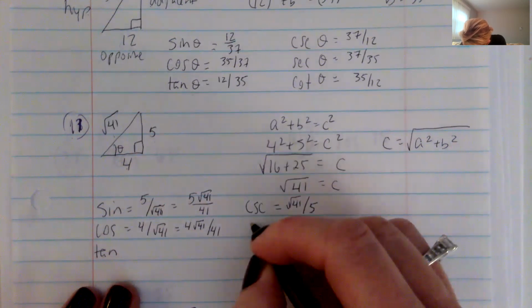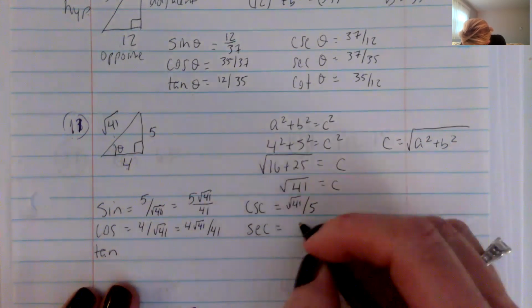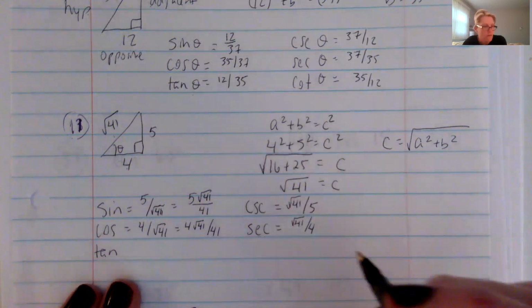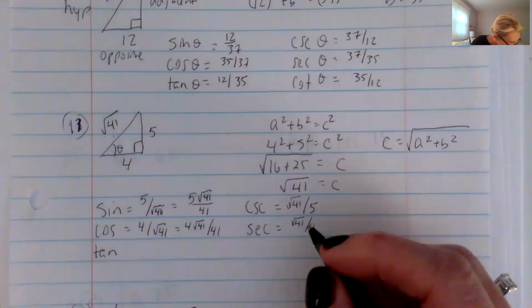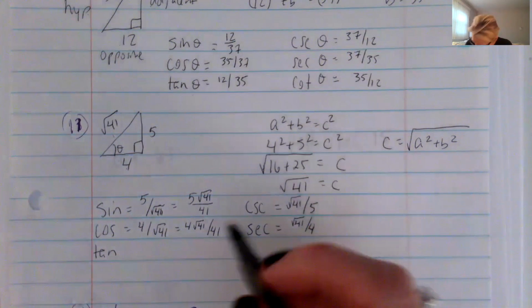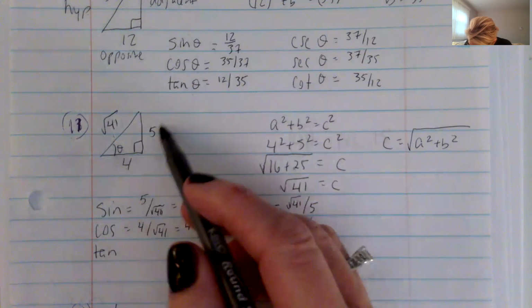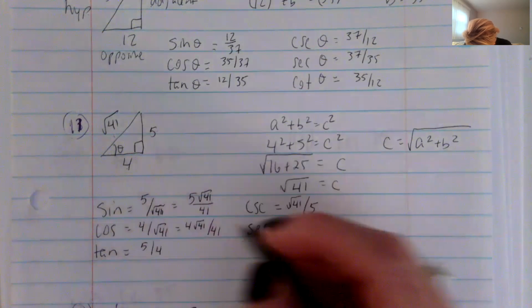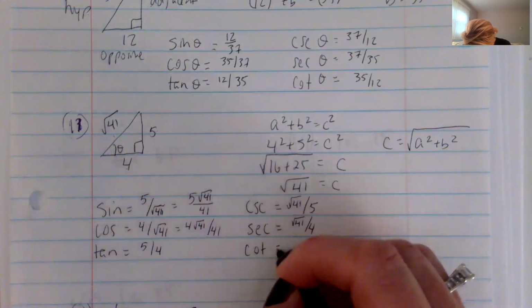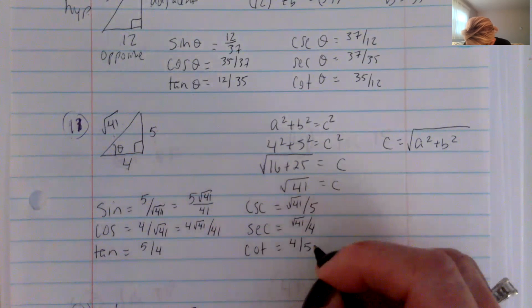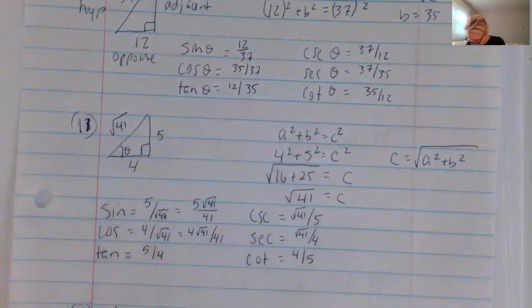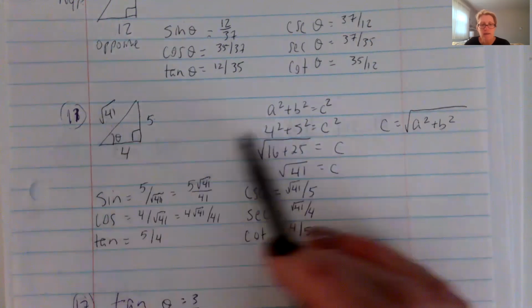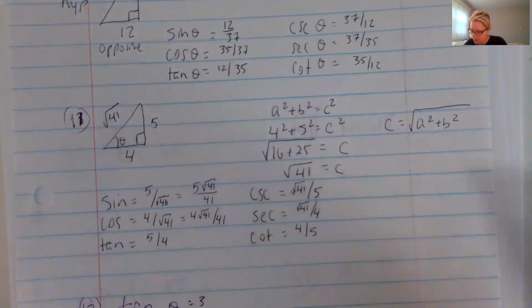And your secant is going to be the reciprocal of that. So square root of 41 over 4. And then your tangent is just going to be 5/4, the opposite over the adjacent. So 5/4. And your cotangent is going to be the reciprocal of that, which is 4/5. So get all 3 sides, and then you can start building your 6 functions from there.